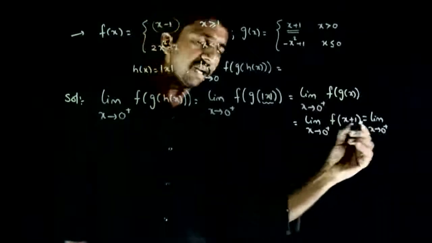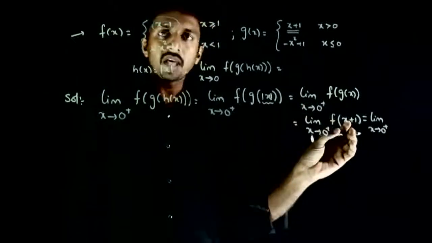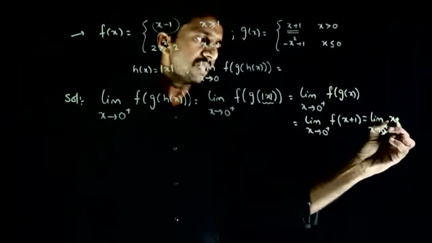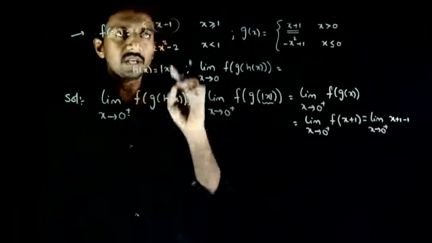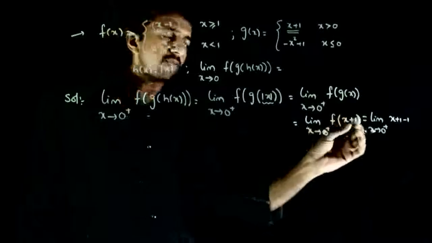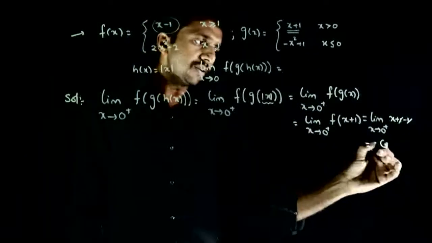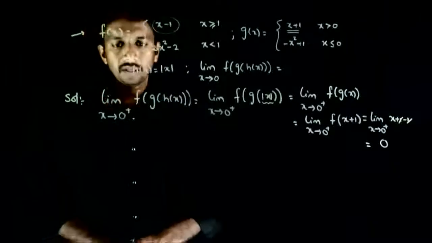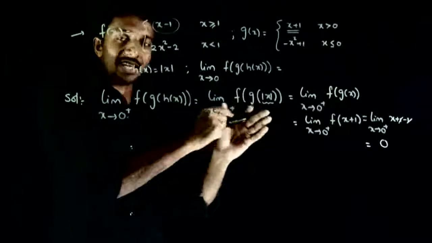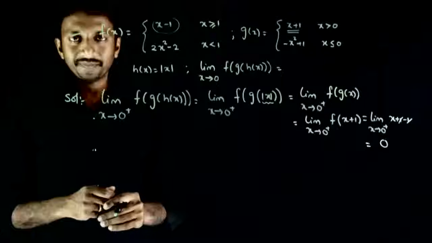So that is equal to limit x tends to 0 plus, f of x plus 1 is x plus 1 minus 1. So f of x is x minus 1. So f of x plus 1 is x plus 1 minus 1. 1 and minus 1 are getting cancelled. That is equal to 0. So limit x tends to 0 plus f of g of h of x is 0.